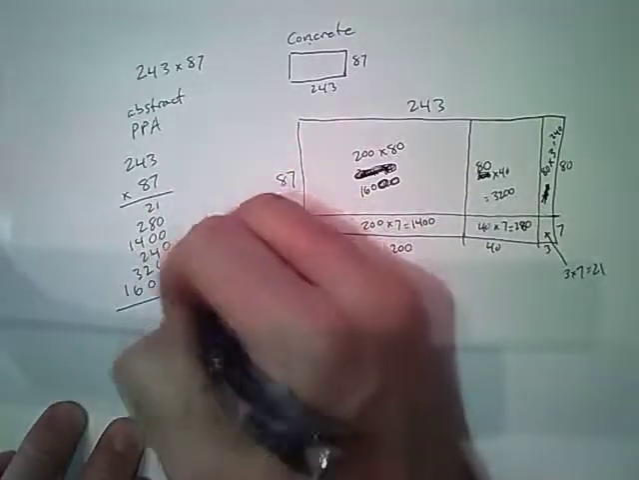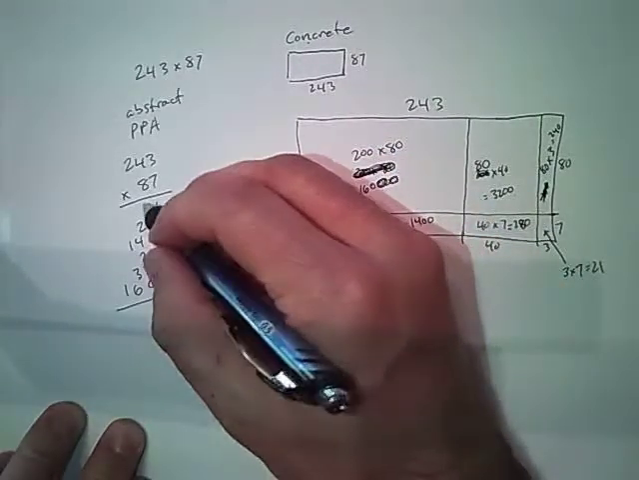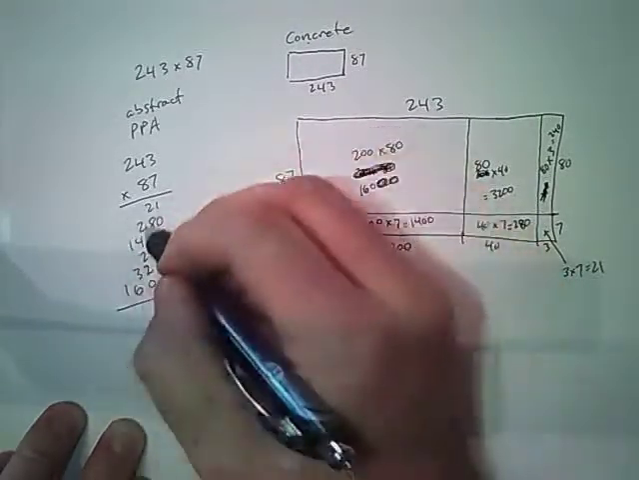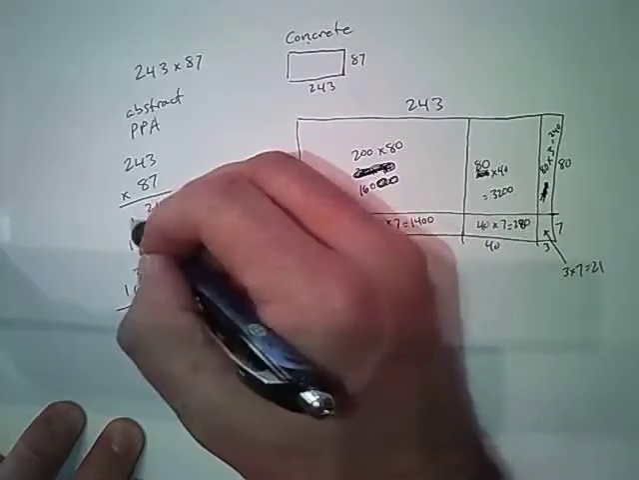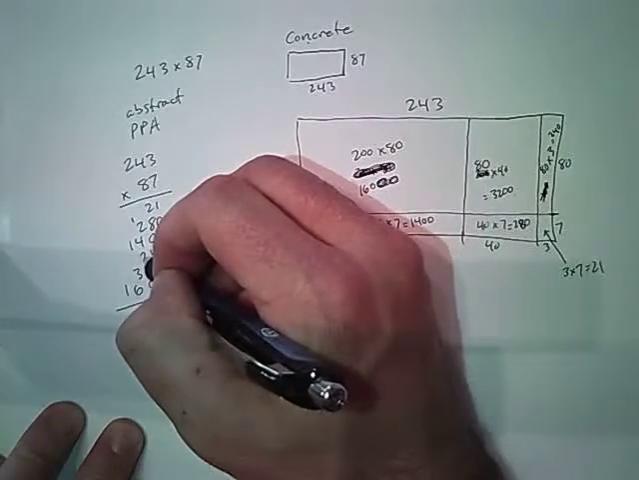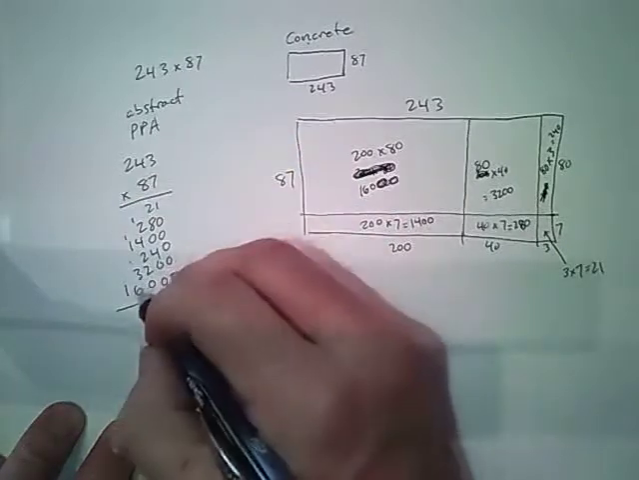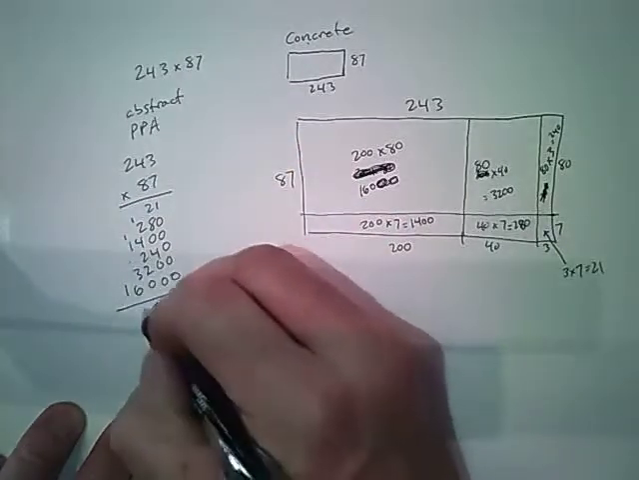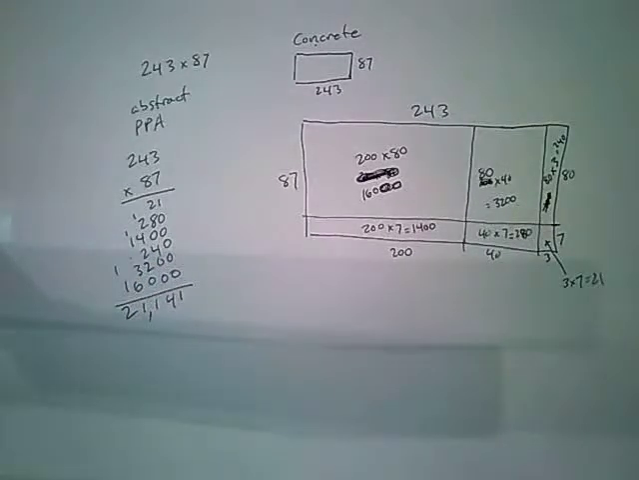We add these up. I carry the 1, 1 and 2 is 3, 3 and 4 is 7, 7 and 2 is 9, 9 and 2 is 11, and 6 and 3 and 1 is 10, and 1 is 11. The answer should be 21,141.